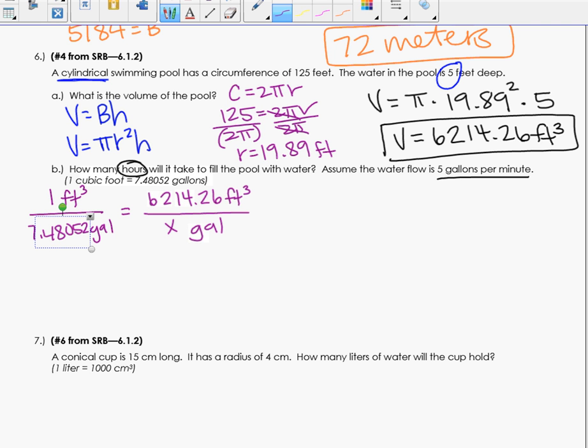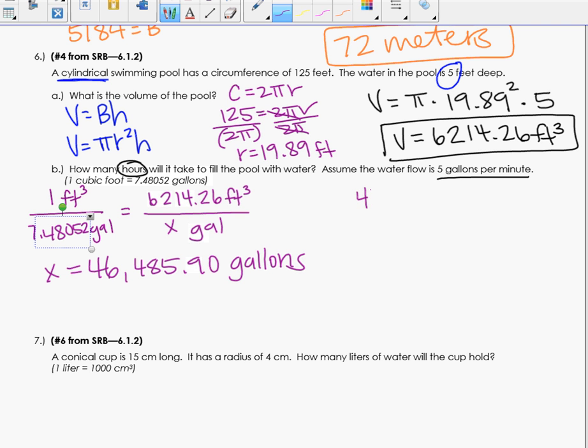Well, when you cross multiply, 1 times x is just x. And then 7.48052 times our 6,214.26 is going to get me 46,485.90 gallons. Okay, because remember, we're solving for how many gallons that is. All right, so that's not the question. The question is just saying how many hours. Well, now we know how many gallons it takes. We have 46,485 gallons of water to take care of, and we can do 5 gallons per minute.